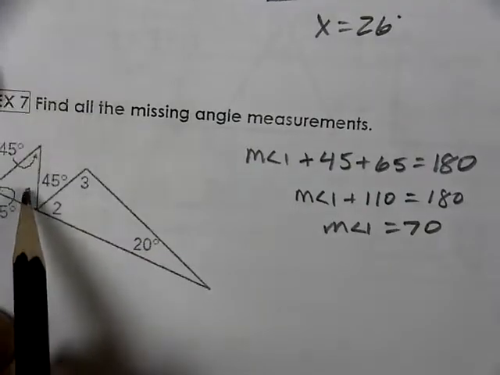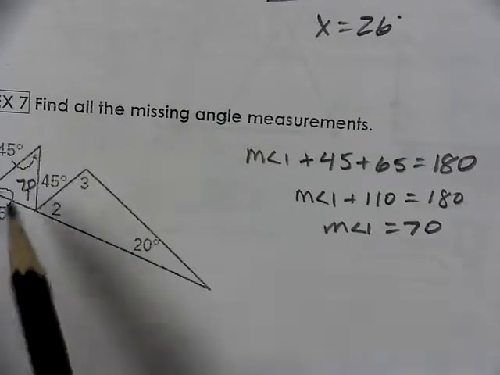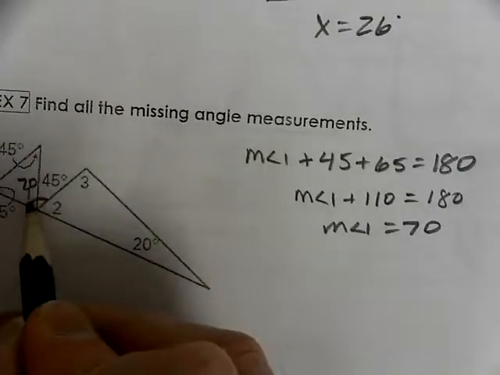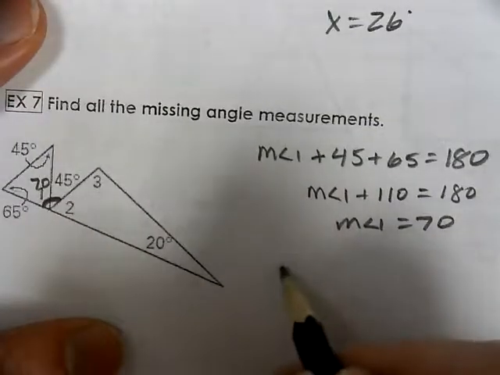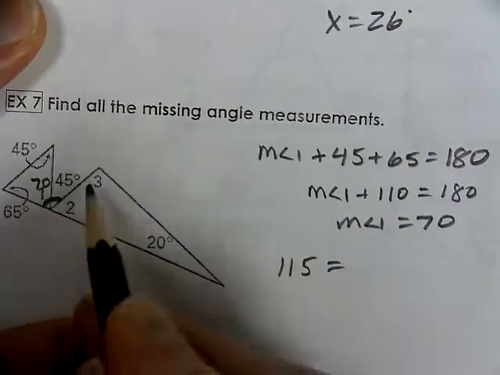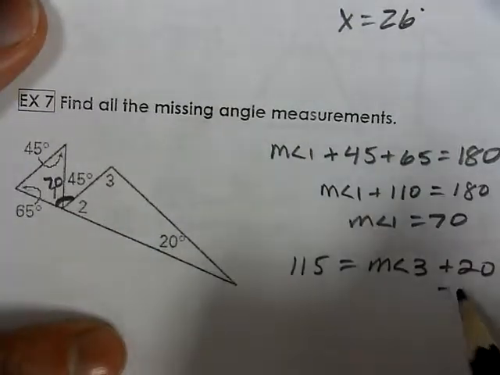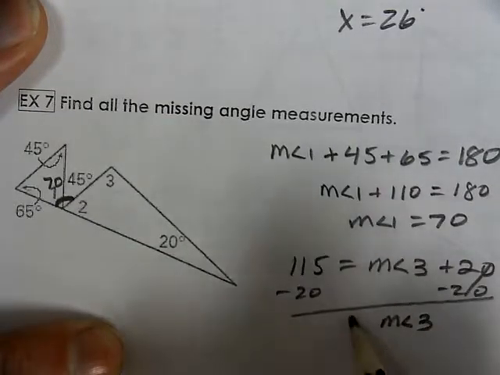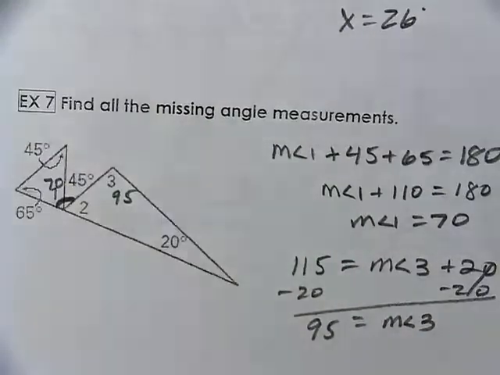If this is 70, we get 115 for this full angle. That full angle there is 115, 70 plus 45. So 115 has to equal the measurement of angle 3 plus the 20. So this guy's got to be 95 degrees.